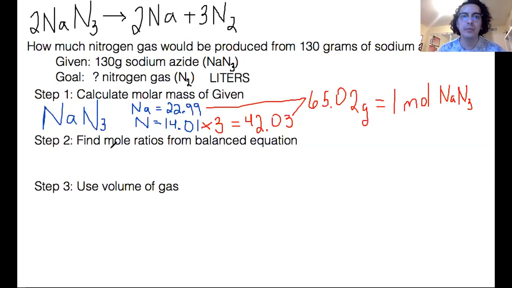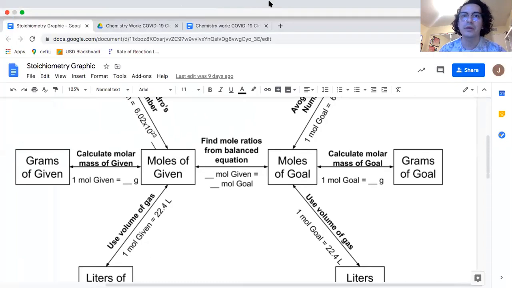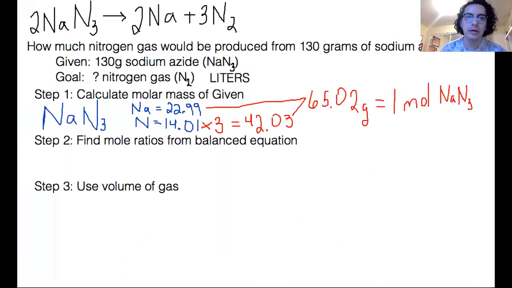Now step 2, find mole ratios from the balanced equation. The equation for this chemical reaction is here: 2 NaN3 produces 2 Na plus 3 N2. So let's see from our graphic what information we're going to have to collect. Step 2 is here: find mole ratios from balanced equation. An amount of moles of given equals the moles of goal. We need to look at our chemical equation.